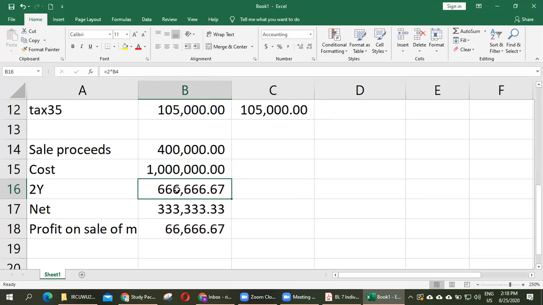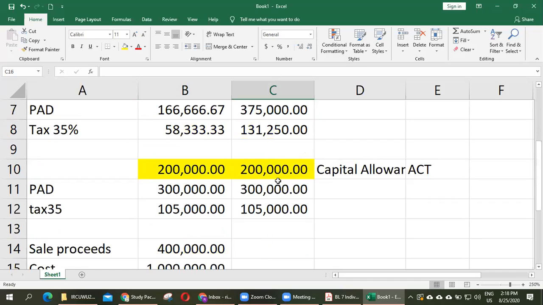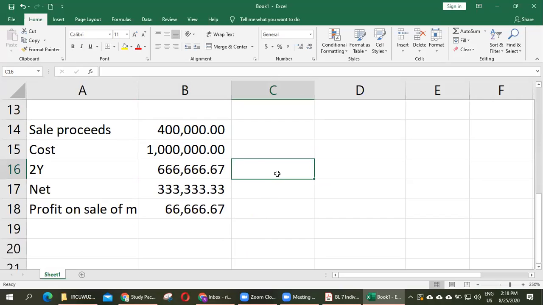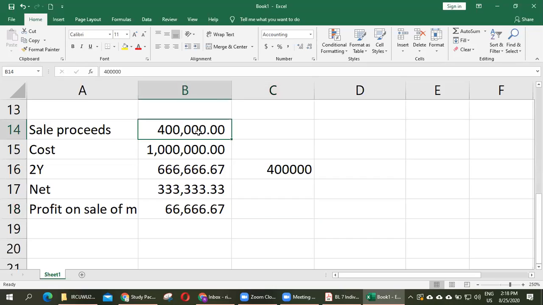Accounting management approved amount is this. How much government approved allowance for 2 years? Per year 200,000. Therefore, for 2 years it will be 400,000. Now how much profit from sale? Profit from sale of assets. Sales proceed 400,000. Depreciate, right? Cost is now net value how much?